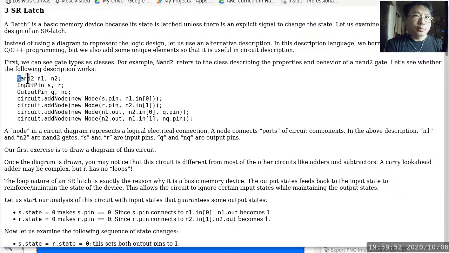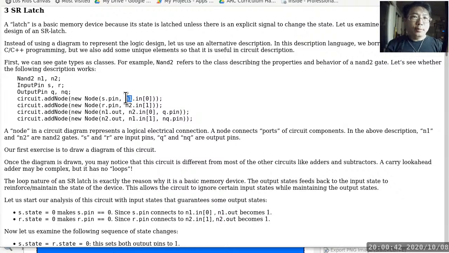If you already know C++, you know that NAND2 is probably the name of a class because it starts with an uppercase, and N1 and N2 are variables or objects of that class. S and R are input pins, Q and NQ are output pins. The circuit is probably some global variable or object that already exists at the time, and this is a method called add node. We are adding a new node, and in that node we are specifying the pin of S and the first input of N1. So this is a non-graphical way to describe a circuit.